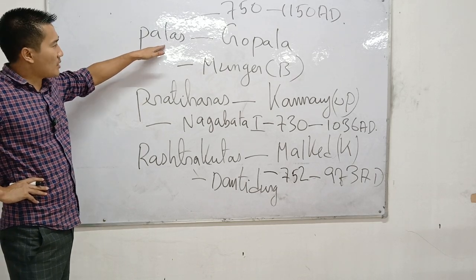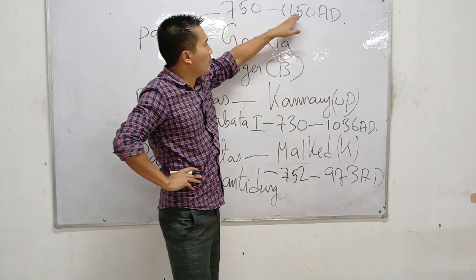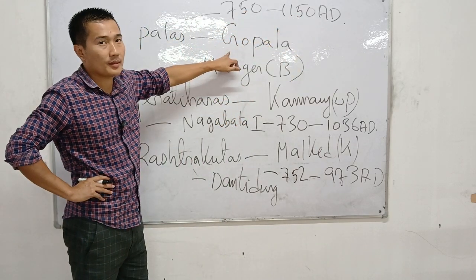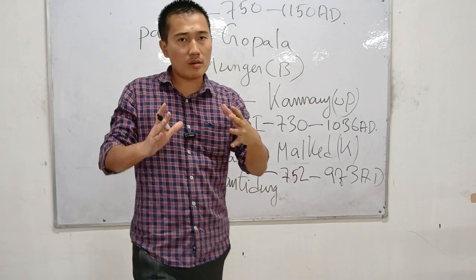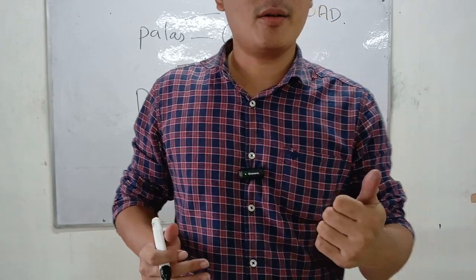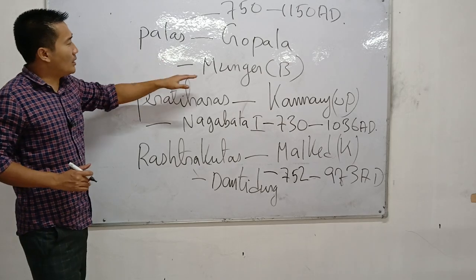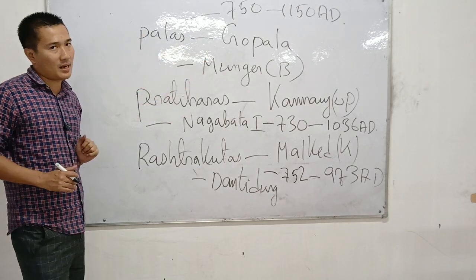The Palas dynasty was founded in the year 750 and ruled till 1150 AD. They had the capital city Munger. Munger was the capital city of the Palas, and it is in present day Bihar. Gopala was the founder of the Pala dynasty.